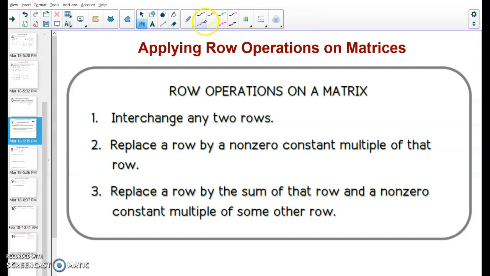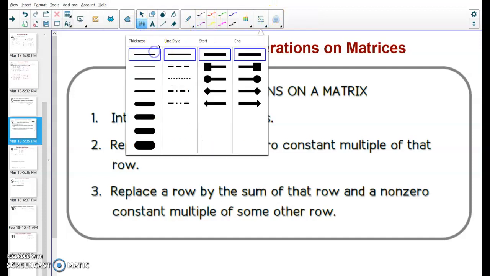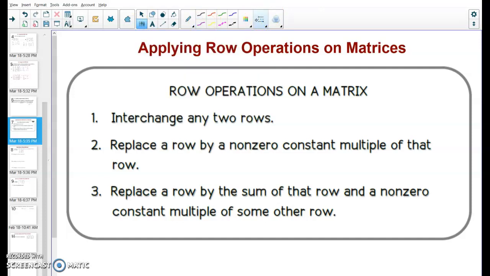So we looked at matrices a little bit last video and last week, but we can do a few different operations just like you can with systems of equations. You can interchange any two rows in a matrix, so we can reorder. If our third row we want to make it our first row, we can do that.